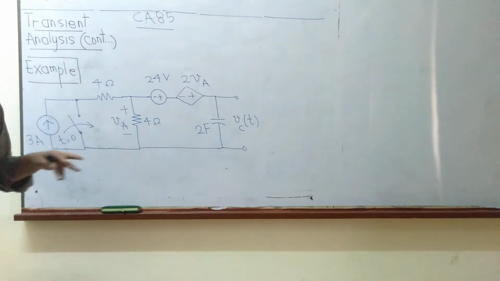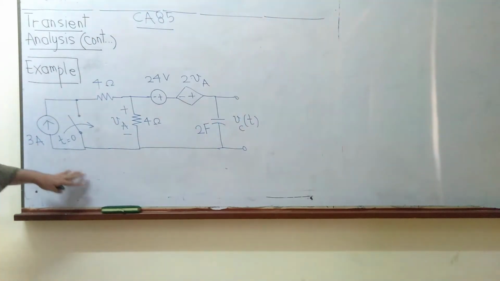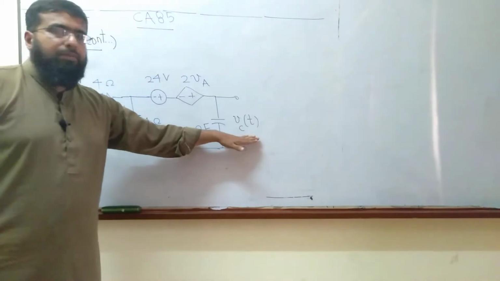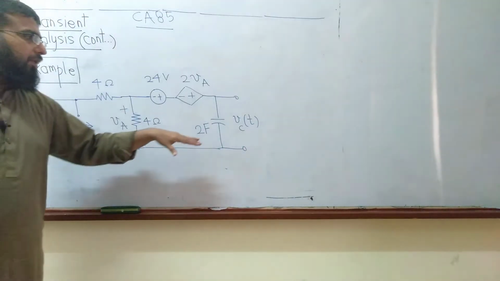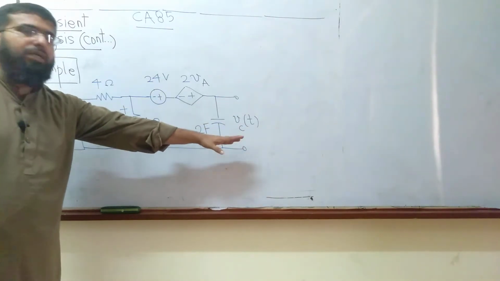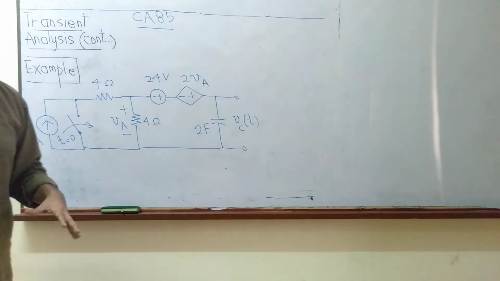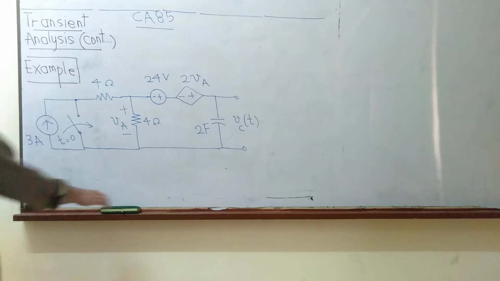In this lecture we will solve half of this problem, and in the next lecture we will solve the remaining part. In this first half we'll solve for the initial and final conditions: at time t is equal to 0 minus, the value of Vc just before we have closed the switch; at time t is equal to 0 plus, just after we have closed the switch; and at time t is equal to infinity, when the circuit achieves steady state after the switch was closed. So let's start.